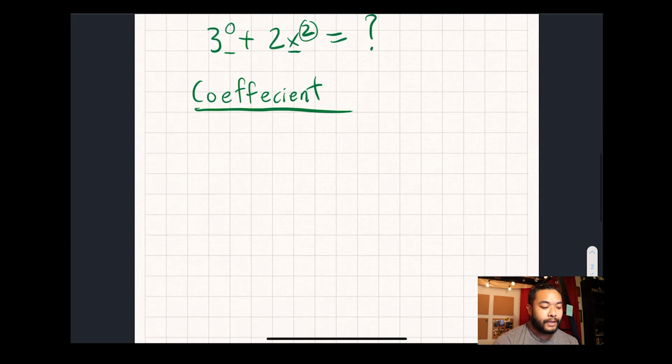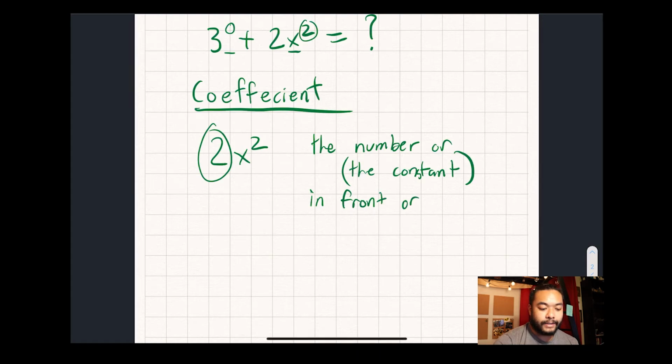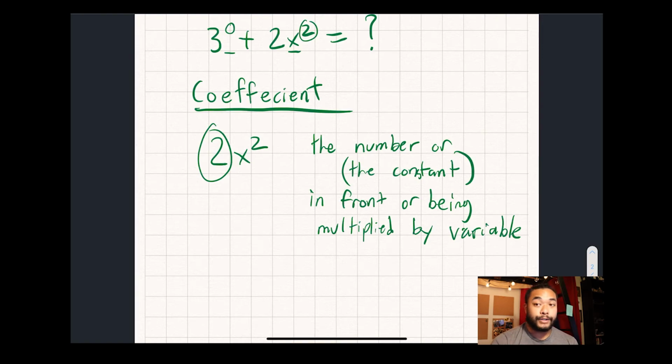The coefficient, so let's say I have 2x squared. The coefficient is 2. It's just the number, or the constant, in front of the variable, or being multiplied by the variable. What that means is, so I say 2x squared, then the coefficient is 2.